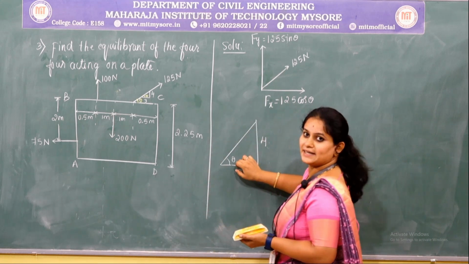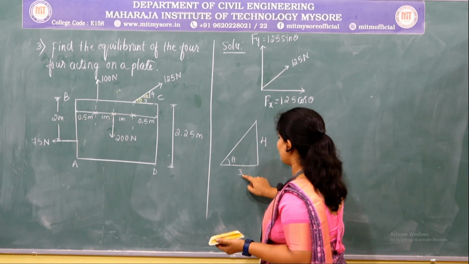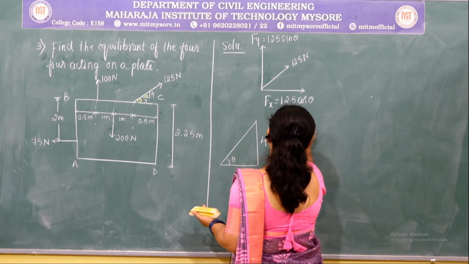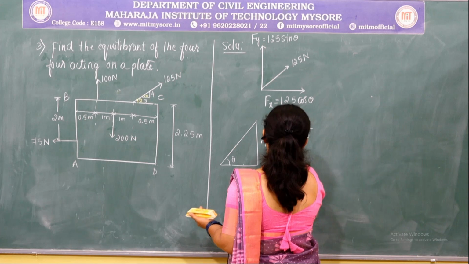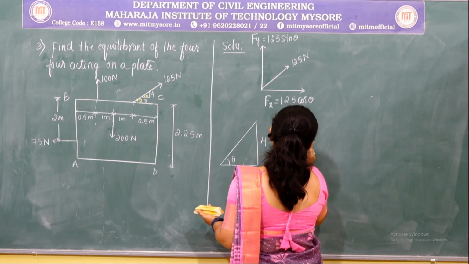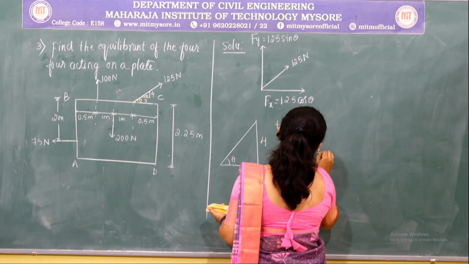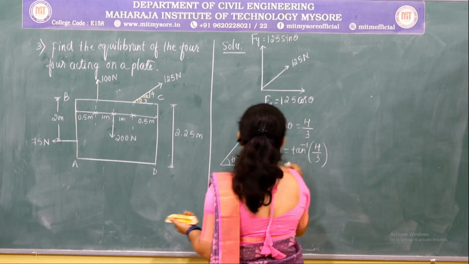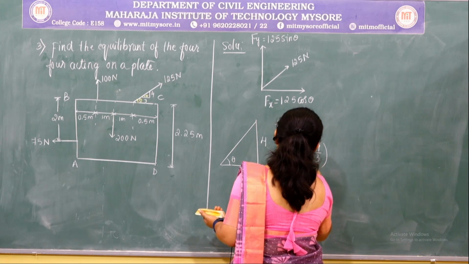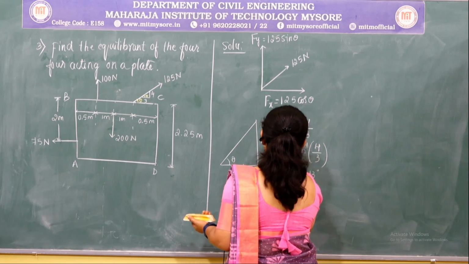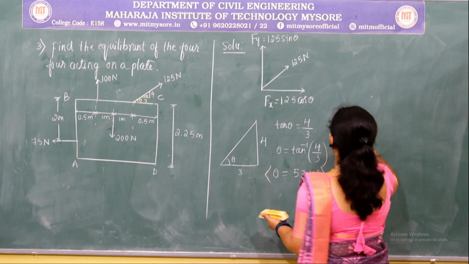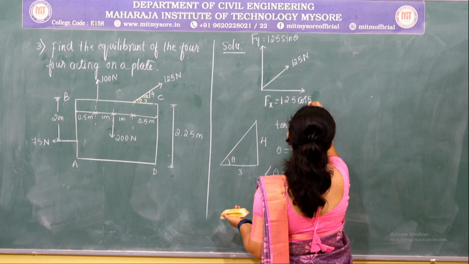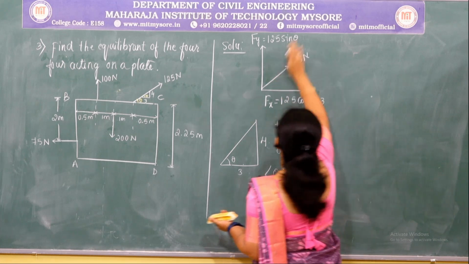So for this theta, this is the opposite side and this is the adjacent side. So we shall consider tan theta is equal to 4 divided by 3. So theta is equal to tan inverse of 4 divided by 3, which is going to give a value of 53.13 degree. So this theta is equal to 53.13.